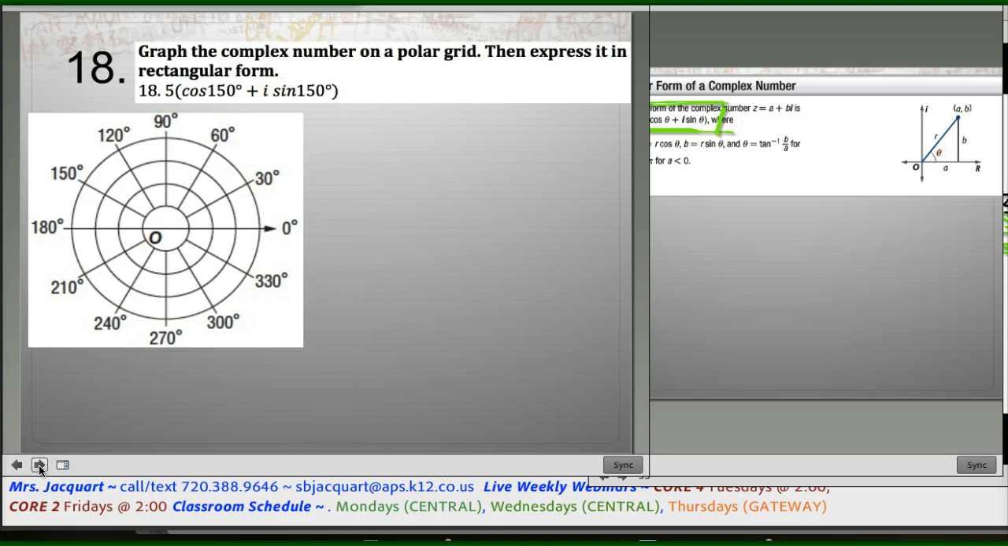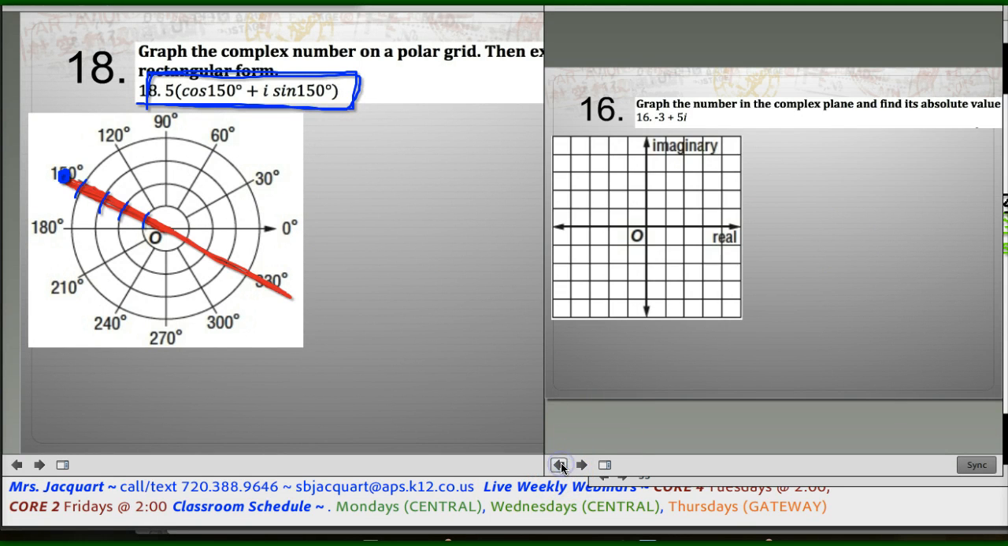I like these. Anyway, graph the complex number on the polar grid, then express it in rectangular form. So what we need to do is find 150 degrees, which is this one, which then naturally extends back. So that's your 150, but if we have negative numbers, we go down that one, right? And then we have 5, so we're going to go 1, 2, 3, 4, 5. So that's our complex number in polar form. And then what we want to do is change this, which is really easy. Okay, so let's go to our unit table.